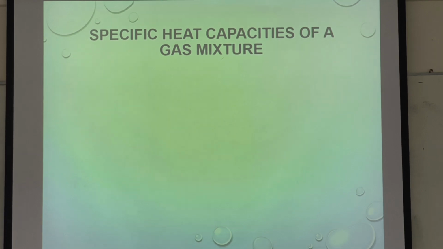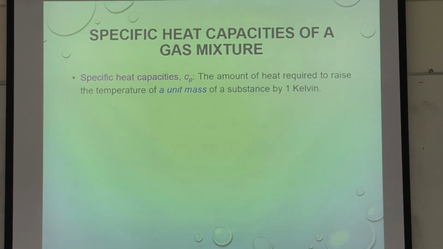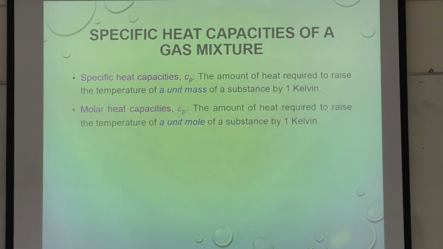Okay, so specific heat capacity Cp. Specific is for the unit mass, right? So molar heat capacity is the one in terms of mole. Specific heat capacity is the amount of heat required to raise the temperature of the unit mass by 1 Kelvin. Molar heat capacity is the amount of heat required to raise the temperature of the unit mole by 1 Kelvin. So this one is the same, okay?